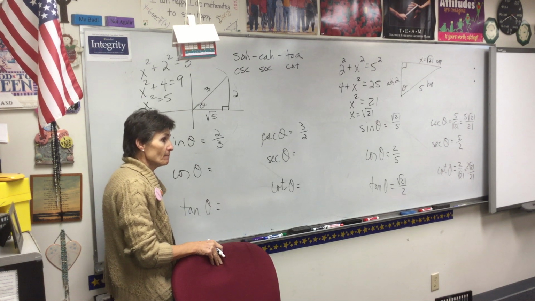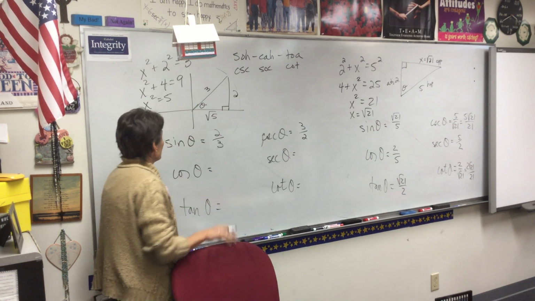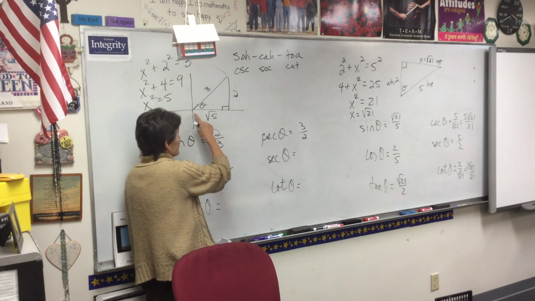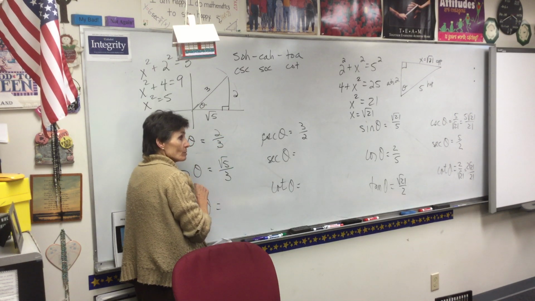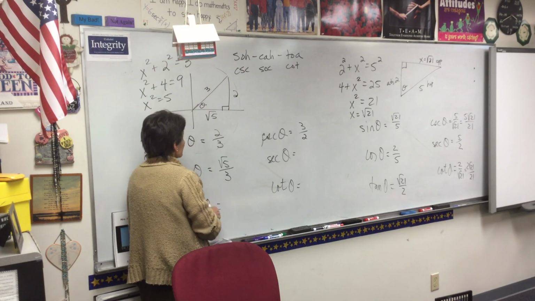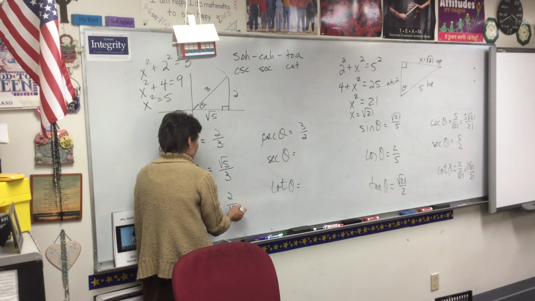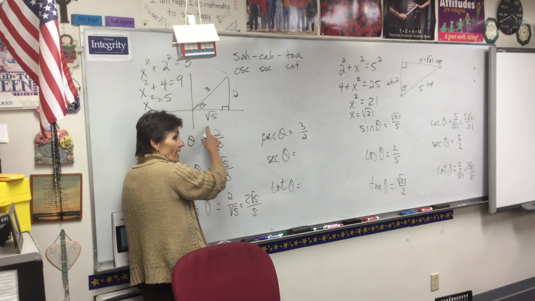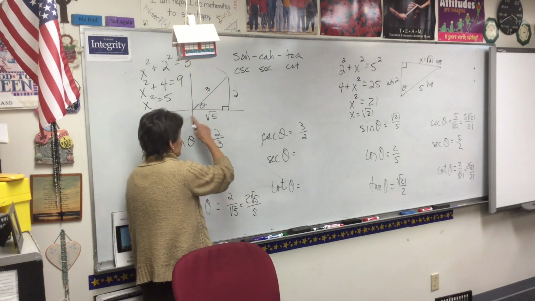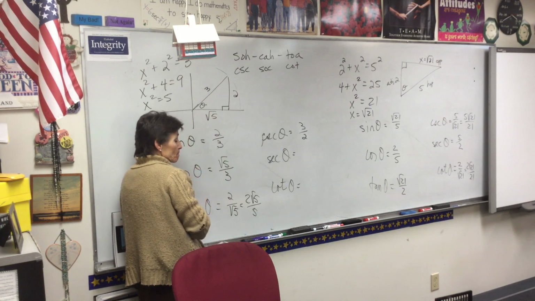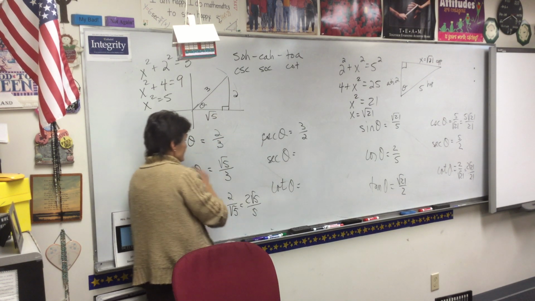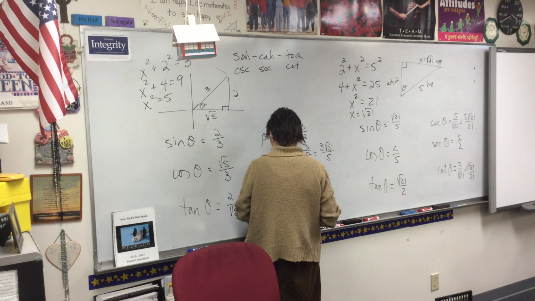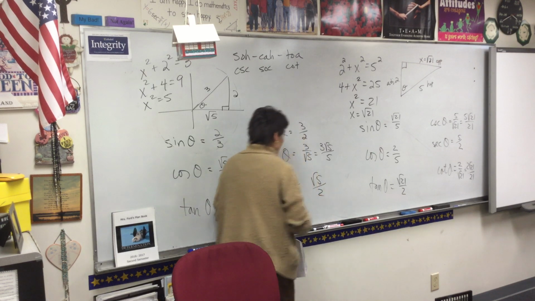Now can I fill in the rest of them? Yeah, that's just like the other ones we did. So the cosine would be root 5 over 3, which, by the way, is x over r. Tangent is 2 over root 5, or 2 root 5 over 5. That is y over x. This is an axis system. That's your x, that's your y. Secant, 3 over root 5, or 3 root 5 over 5. And cotangent, root 5 over 2.